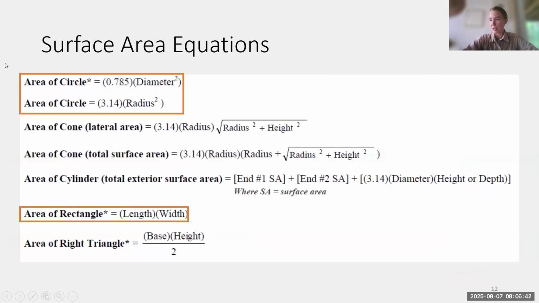Some more examples. So these are directly from your formula sheet. Area of a circle, area of a cone, cylinder, rectangle, triangle, a little less common, but still sometimes comes in. Today, we're going to focus on area of a circle and area of a rectangle, because those are the ones that are probably going to come up the most often. But you might need to calculate cones and cylinders at some point as well. So having these equations on hand is important.